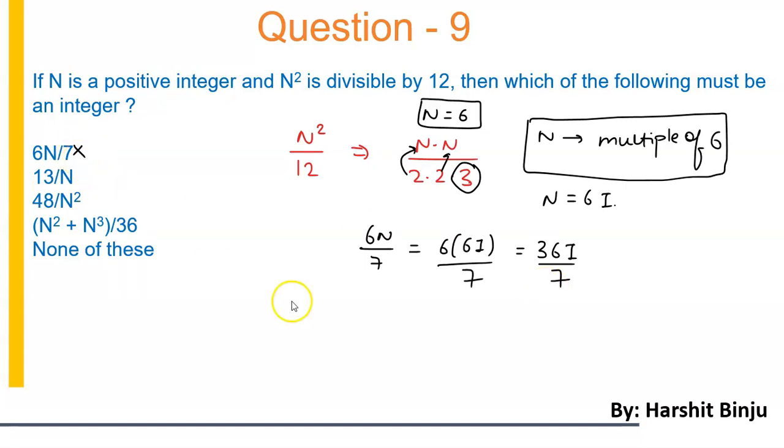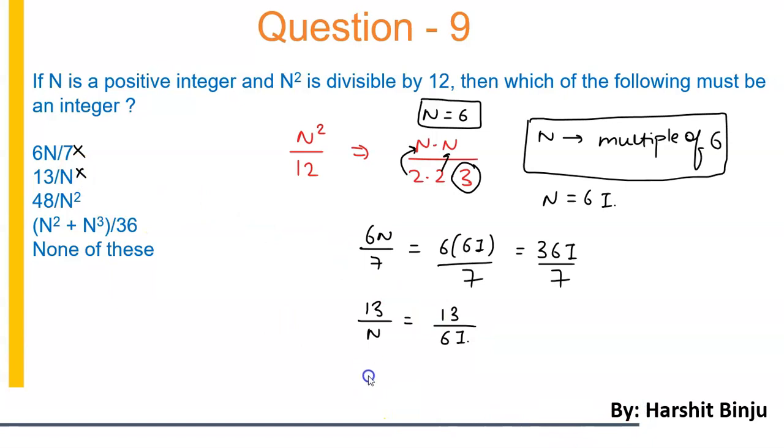So it goes out. And you do 13 by n. That is 13 divided by 6 into an integer value. So no matter what value of i you take, whether you take 1, 2, 3, 4, 5, 6, and even if you take it to be 13, this will never be an integer. So this also goes out.